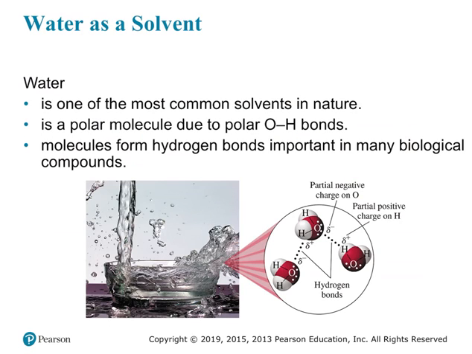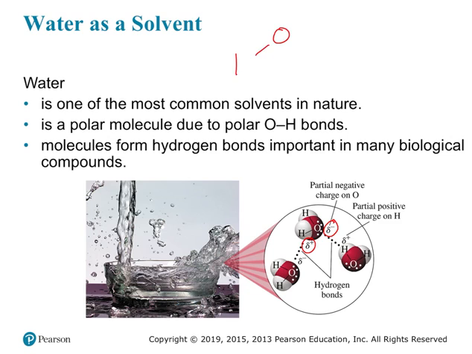Now, previously we have talked about water as our solvent, and we discussed how water has partial charges, which is what makes it a really great solvent. Because water has a partial negative charge on the oxygen and partial positive charges on the hydrogens, that means we have polar bonds within the molecule.